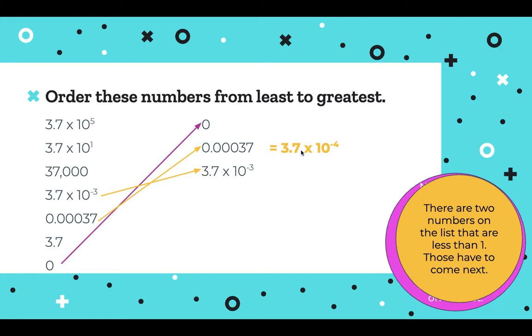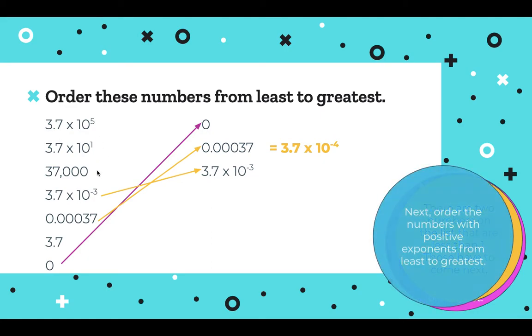So negative 4 is further away than this negative 3, being that they're both 3.7. We're comparing the 2. So our next smallest will be this 3.7 times 10 to the negative fourth, which in the example that they gave is this number, 0.00037. That's going to be our next smallest. Our next biggest will be 3.7 times 10 to the negative third. All right, so we're down to these 3.